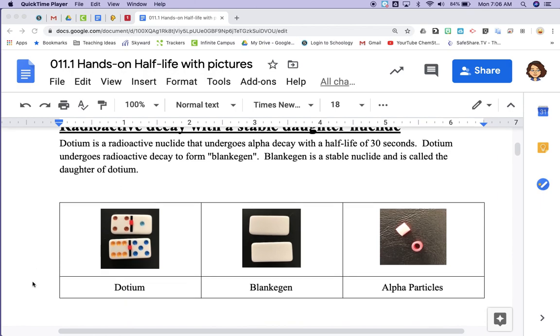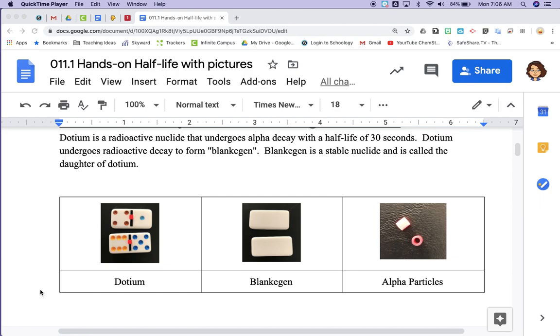The radioactive isotope in question here is an imaginary radioactive isotope called dadium, shown right here. Dadium undergoes alpha decay with a half-life of 30 seconds. It gives off its alpha particles and creates blankogen. Blankogen is a stable nuclide. We call that, as you'll remember, the daughter of dadium.